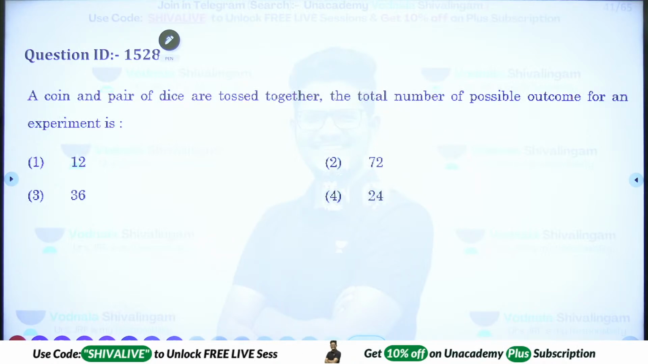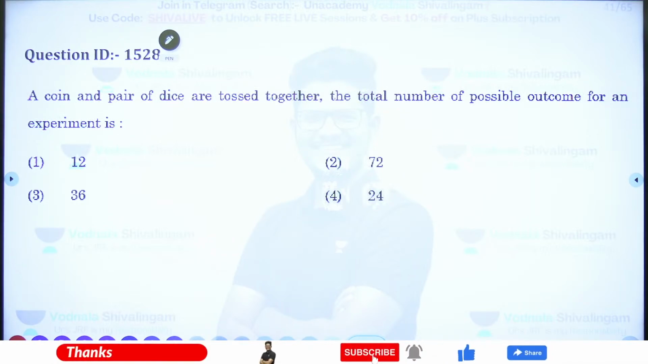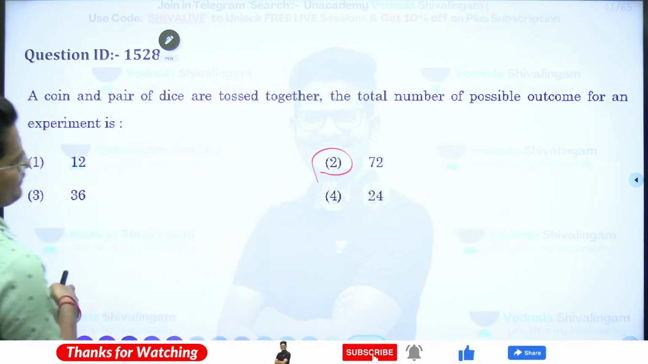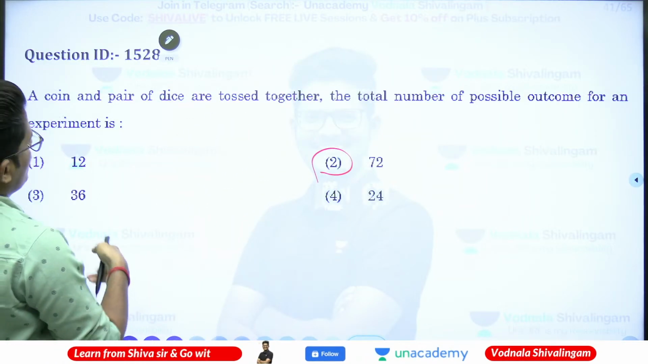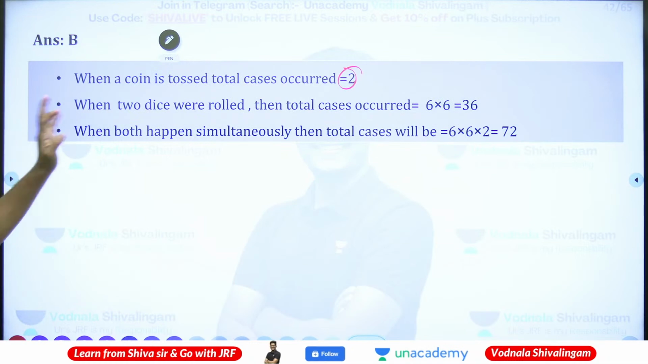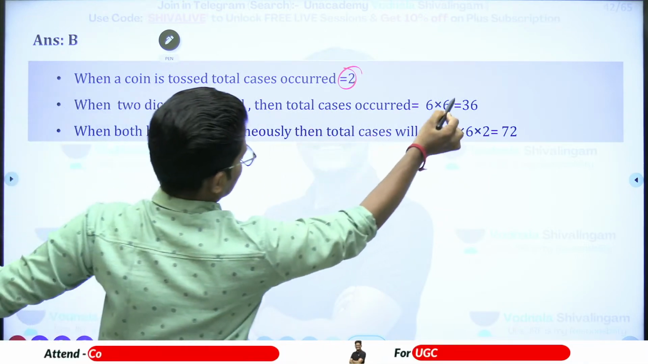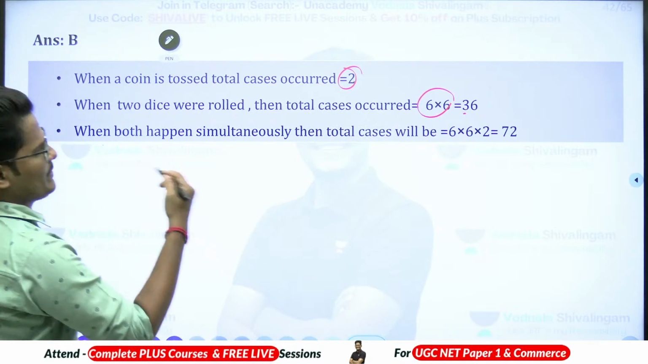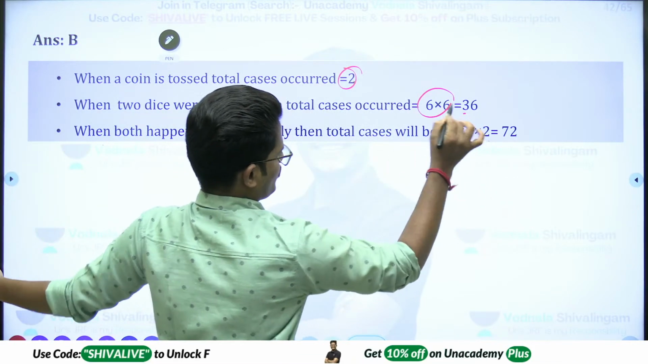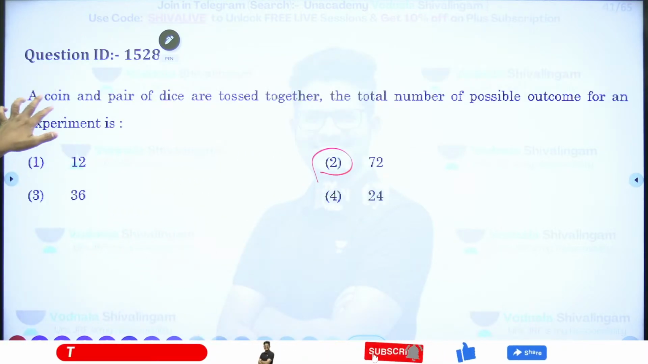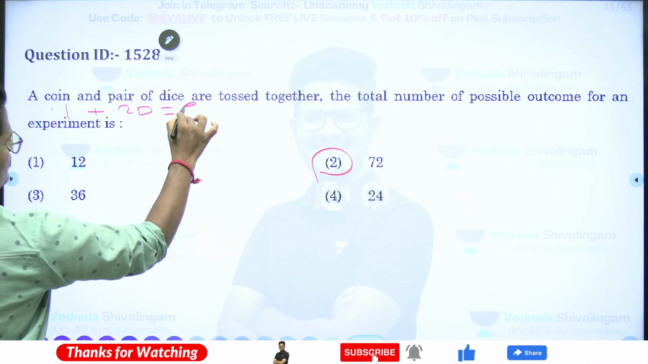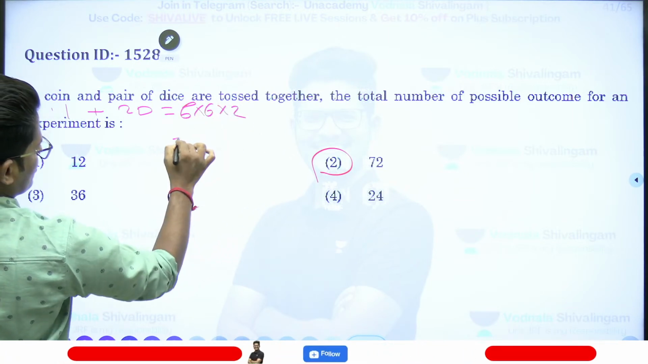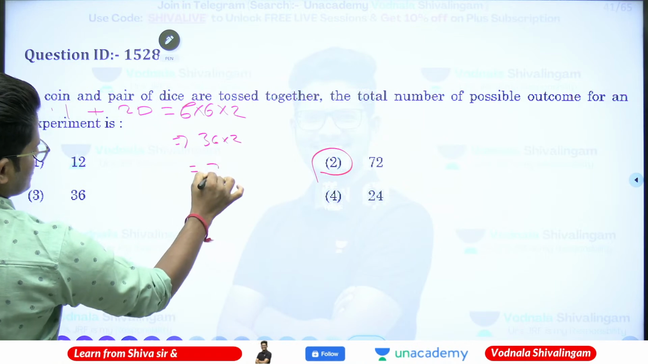A coin and a pair of dice are tossed together. The total number of possible outcomes for the experiment is? The answer is option B, that is 72. When a coin is tossed, total outcomes are 2. When the two dice are rolled, total outcomes are 6 into 6, 36. So when both happen at a time, 6 into 6 into 2, which is 72, 36 into 2. A coin and a pair of dice means one coin plus two dice. Total 72 will come.